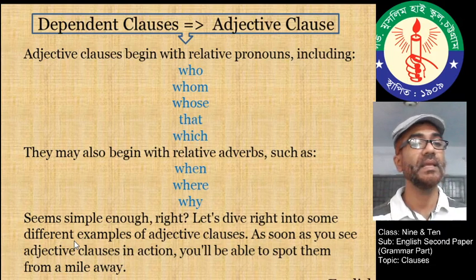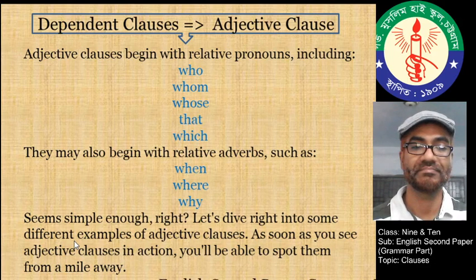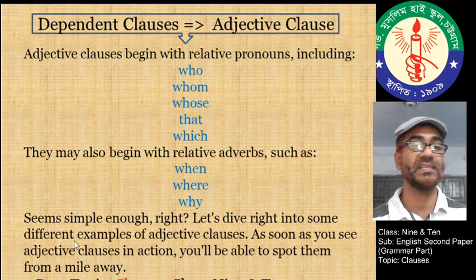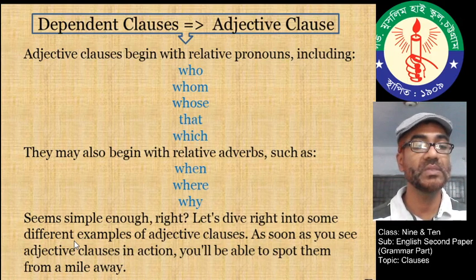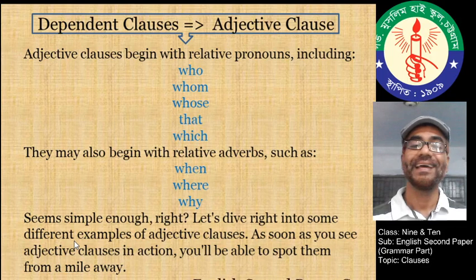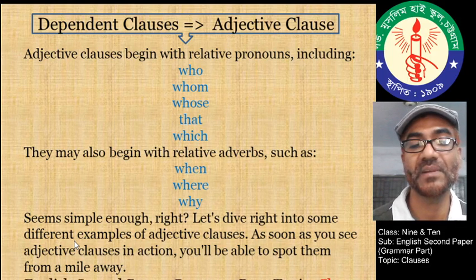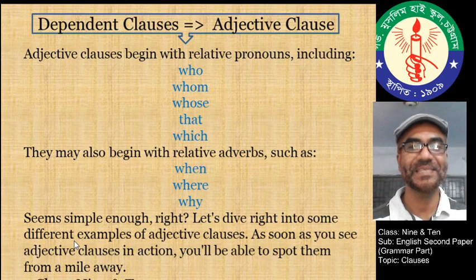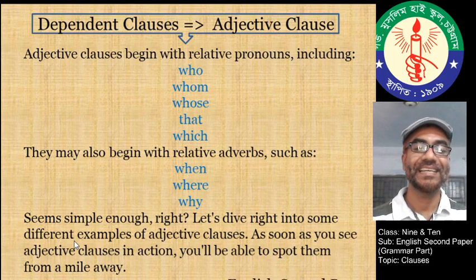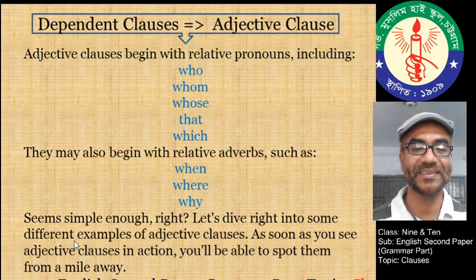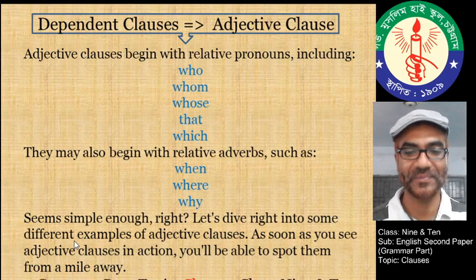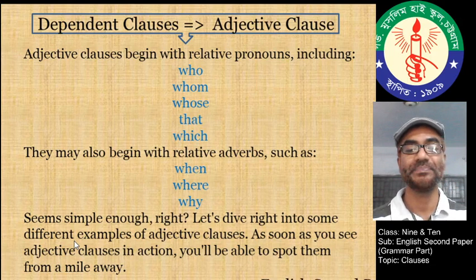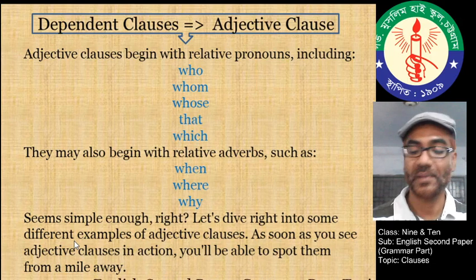Okay, and you see adjective clause. This one is quite easier. Adjective clauses begin with relative pronouns including who, whom, whose, that, which, and they may also begin with relative adverbs such as when, where, why. Seems simple enough, right? Let's dive right into some different examples of adjective clauses. As soon as you see adjective clauses in action, you will be able to spot them from a mile away.